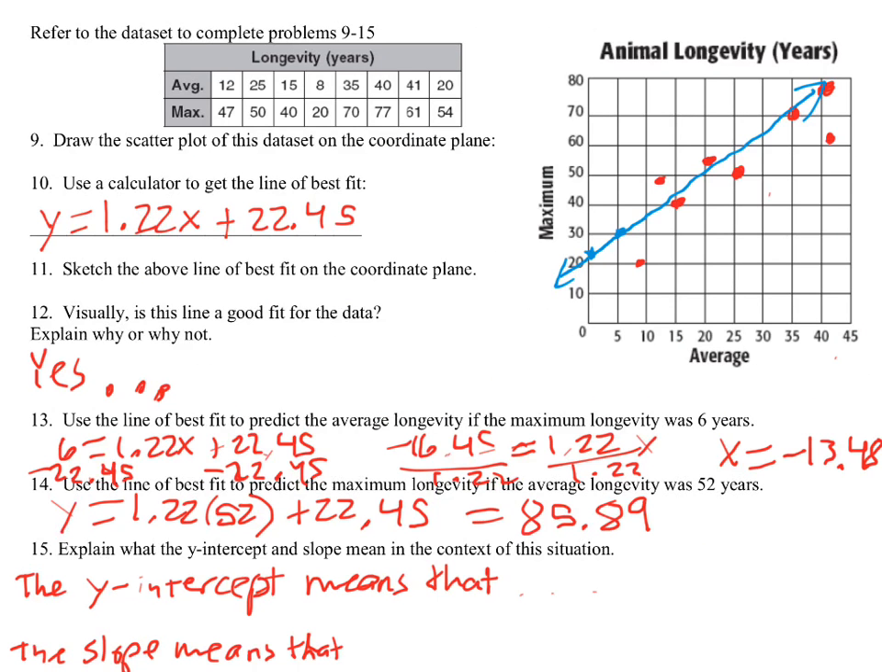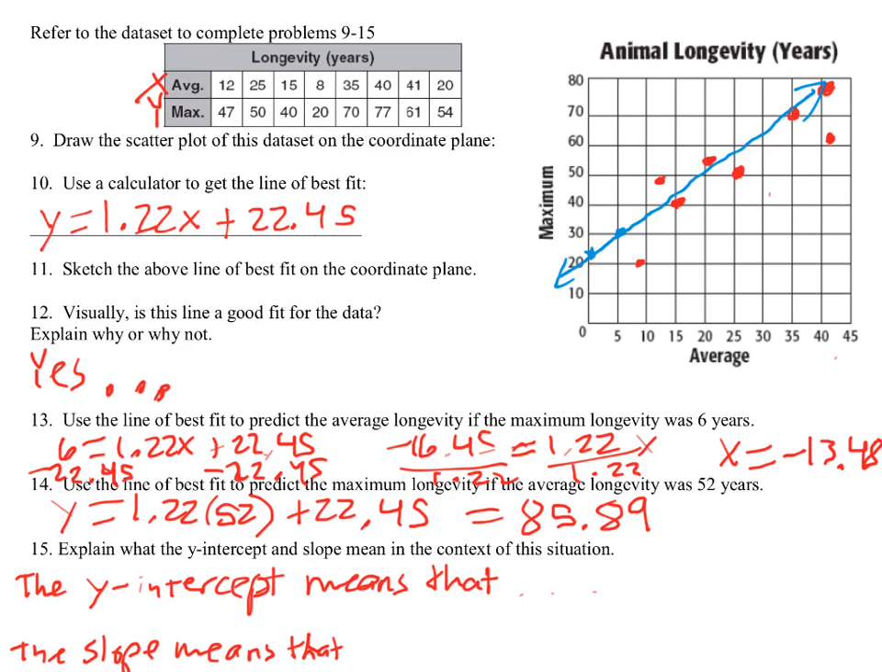Next section. On 9, you need to plot your scatter plot, and that's these red dots over here. You just have to remember that these are the x's, x is there, and the y's are the next row. So you have the point (12, 47), you know where that point comes in, and so on and so forth. And then use a calculator to get the line of best fit. You plug it into the calculator, make sure you do the LinReg ax + b option, and you'll get this equation here.